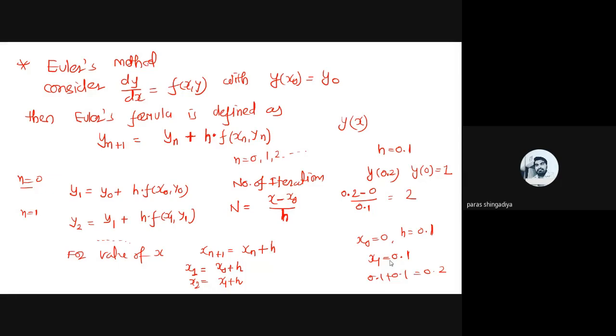Clear? So you have all the values, you just derive the iterations by using the formula yn plus 1 is equal to yn plus h into f of xn yn. And in the second iteration, we can predict the answer of y of 0.2 as per this data. If you modify the value, the number of iterations will change. By using this formula, we can check how many iterations are required: n is equal to x minus x0 upon h. Is the method clear?